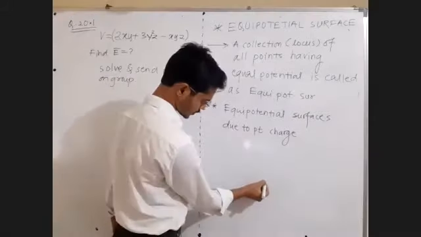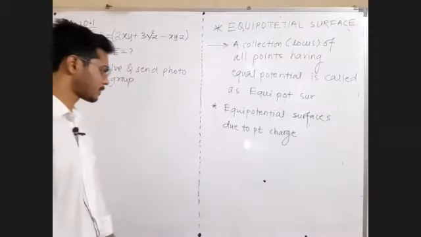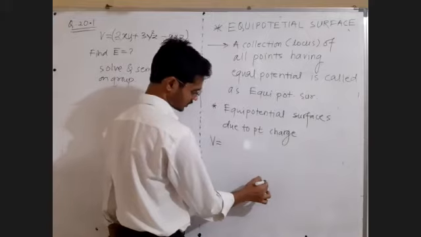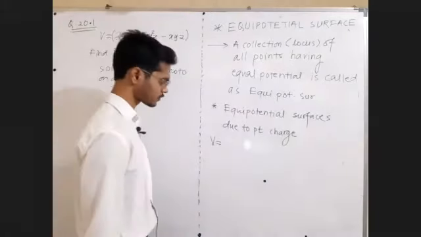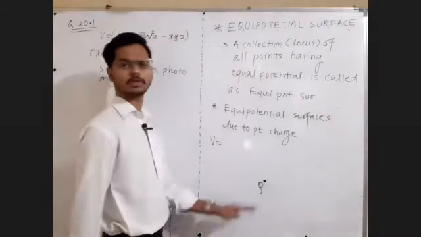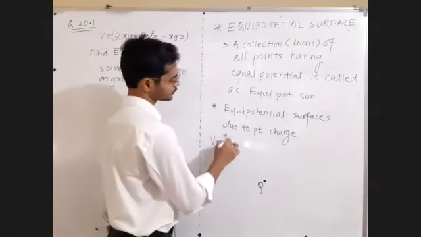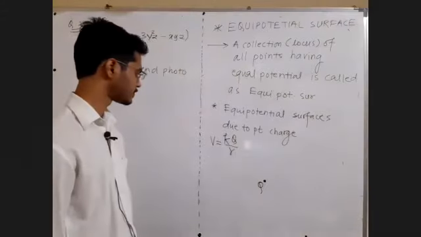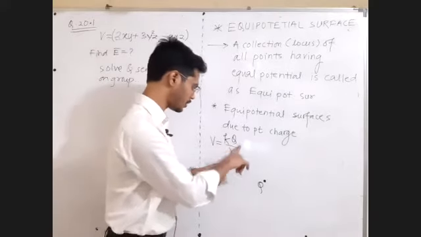Let's say we have a point charge here. What is the value of potential at distance r? Potential is a scalar value, it's just a number and a unit, no direction. So this is charge, let's say capital Q. Because of the charge Q, potential at distance r is kQ upon r. So at distance equal to r, the value is kQ upon r.